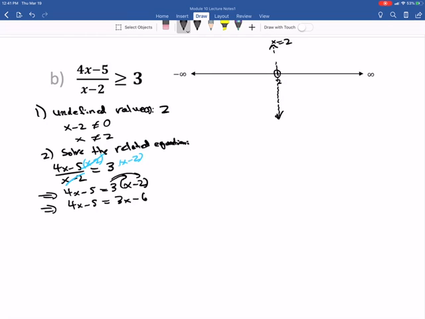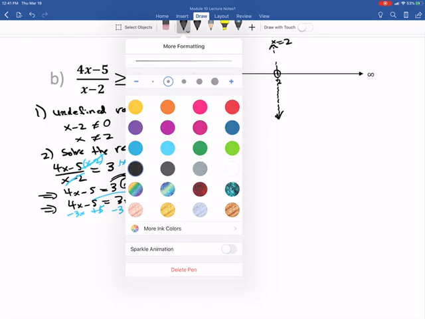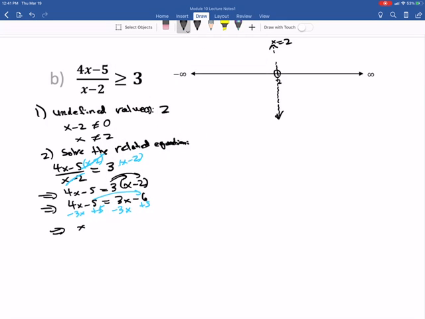And we'll go ahead and get the x terms by themselves on one side. Let's go ahead and subtract the 3x. We'll go ahead and add the 5 to the right side. So we end up, after we simplify down, with x equal to negative 1. x equal to negative 1 is our solution to the related equation.